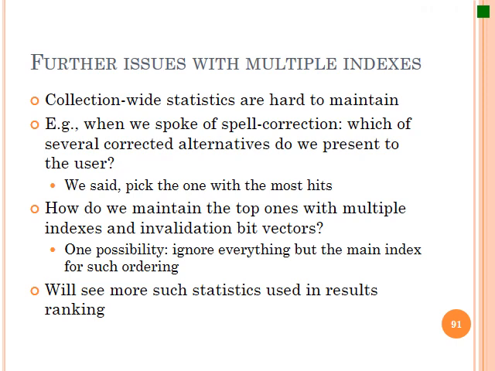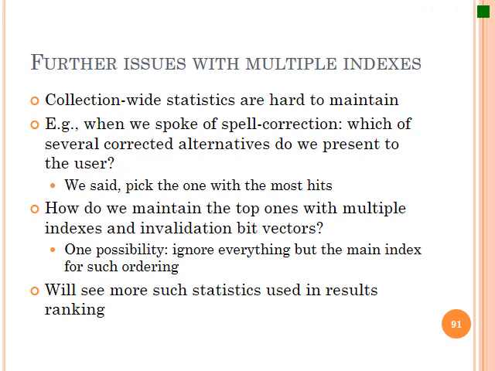And another thing is that when we speak of spelling correction, which of the several corrected alternatives should we present to the user? That depends on the frequency of use, right? That depends on which corrected alternatives can produce better results, more results, etc. So for that, you need to collect statistics.